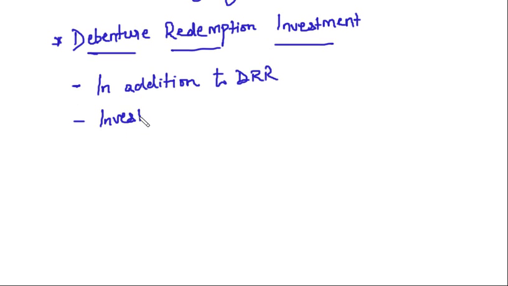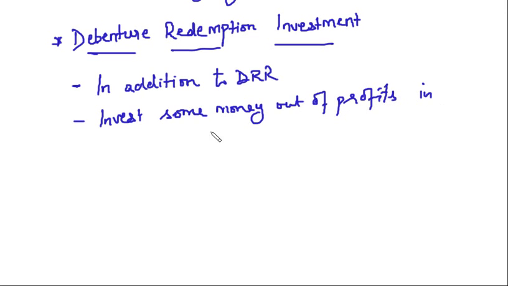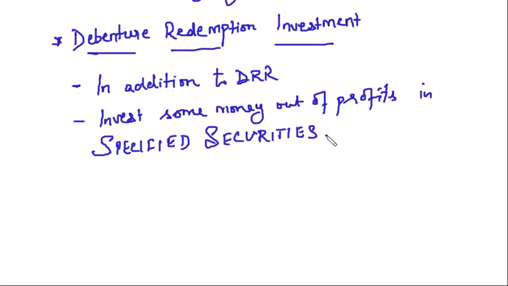invest some money out of profits in specified securities. Right? Companies Act says, again, to secure the payment on redemption of debentures, in addition to DRR, that is after creating DRR, invest some money out of profits in the specified securities.